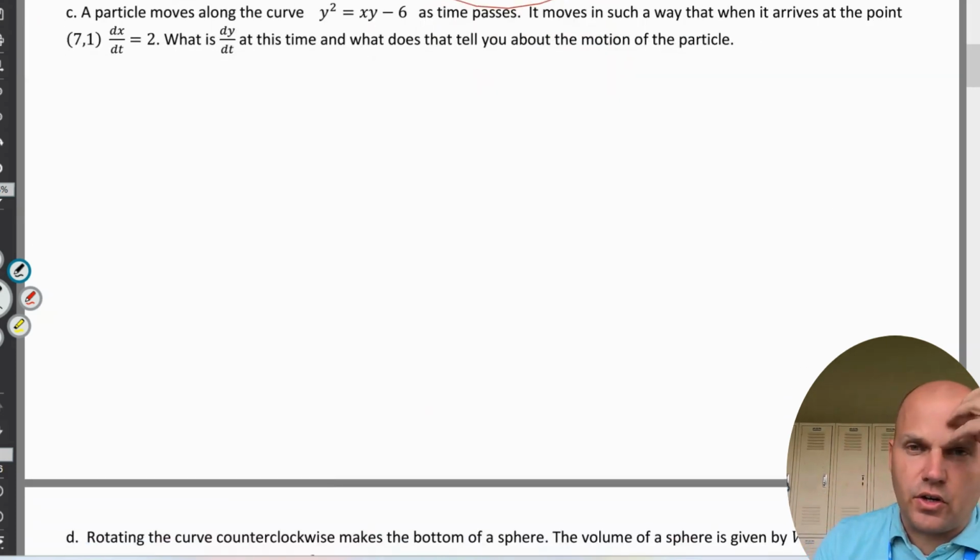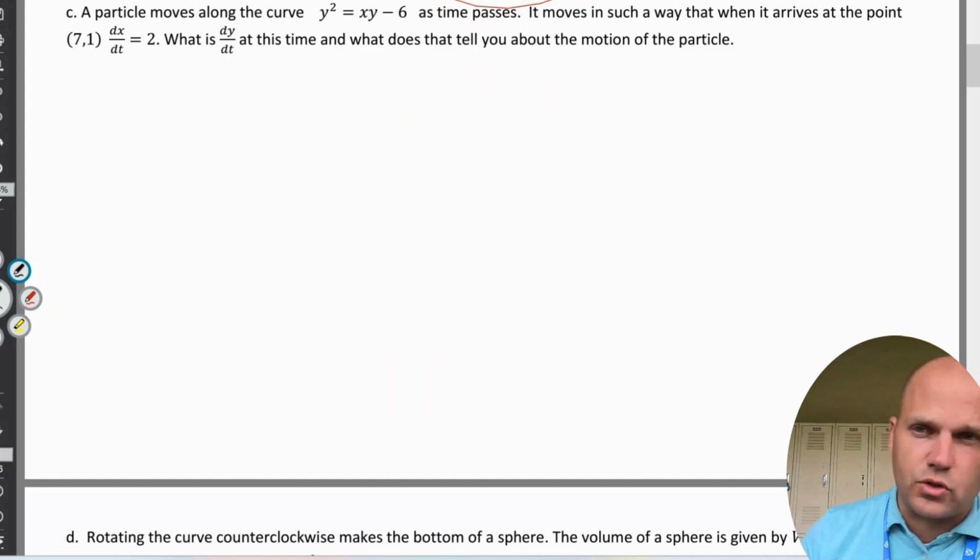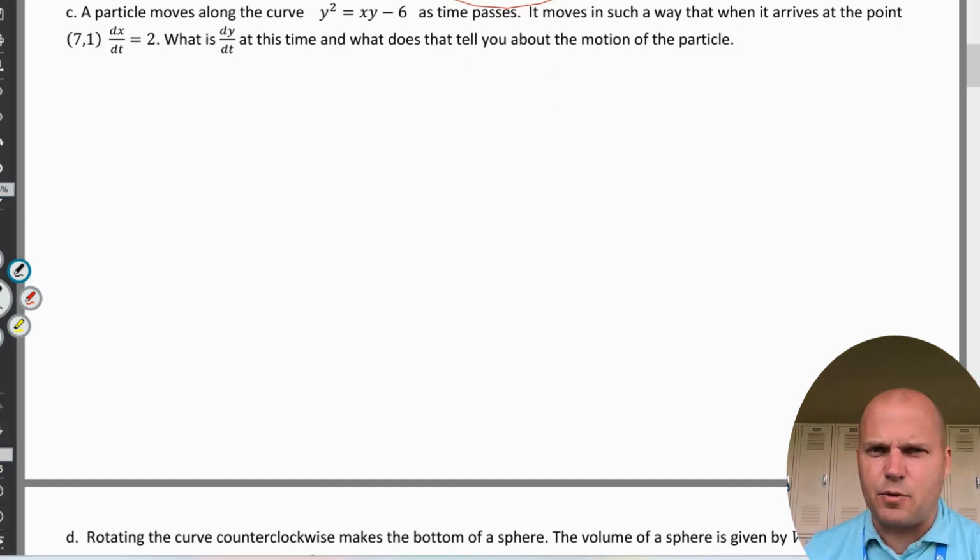Okay, a particle moves along the curve y squared equals xy minus 6 as time passes. It moves in such a way that when it arrives at the point (7, 1), dx/dt equals 2. What is dy/dt at this time, and what does that tell you about the motion of the particle? This is where we take our derivative with respect to time to figure out how y is changing as time changes. As we start a stopwatch, what is happening?